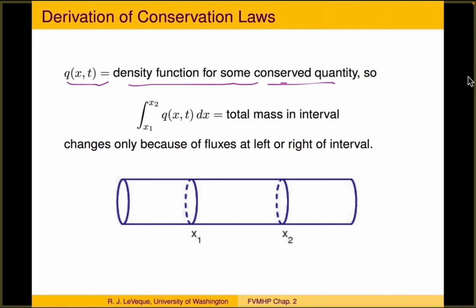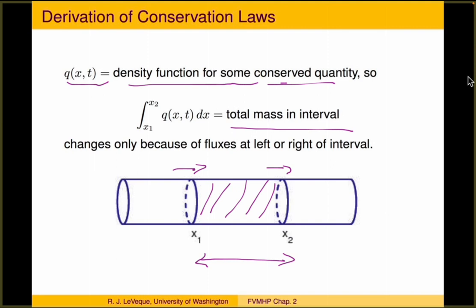And the fact that it's a density function means that if we integrate this quantity between x1 and x2, if we think of this as modeling flow in a pipe, for example, then the integral from x1 to x2 gives the total mass of that quantity in the interval from x1 to x2. And the idea of the conservation laws that we'll be deriving, to start with at least, is that the only way the total mass in this interval changes is by flux through the left boundary or flux through the right boundary. Only if this quantity is flowing in or out of this section of the pipe does the total mass in between change. And so we can use that to derive a conservation law.